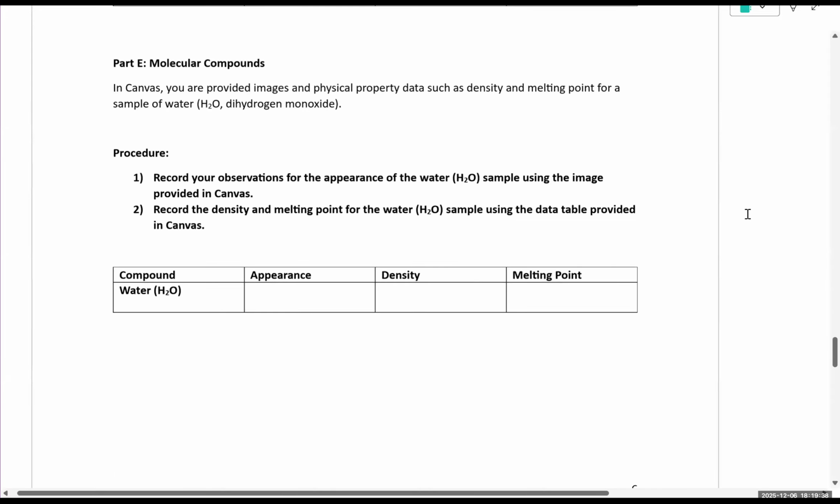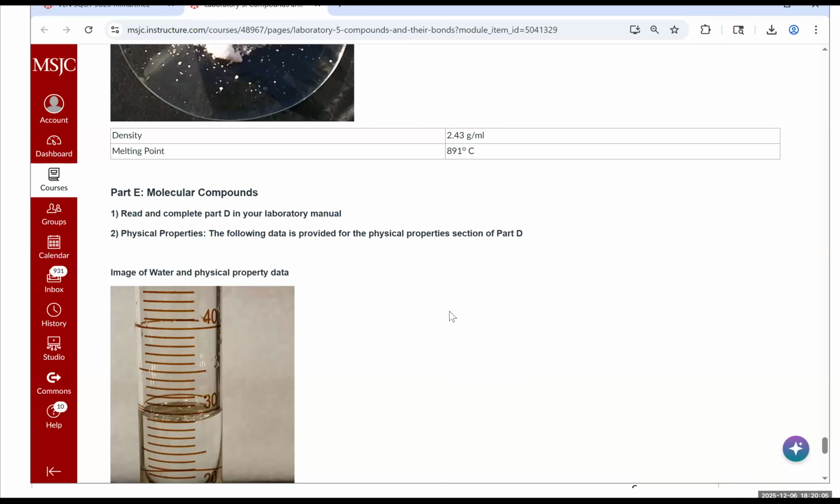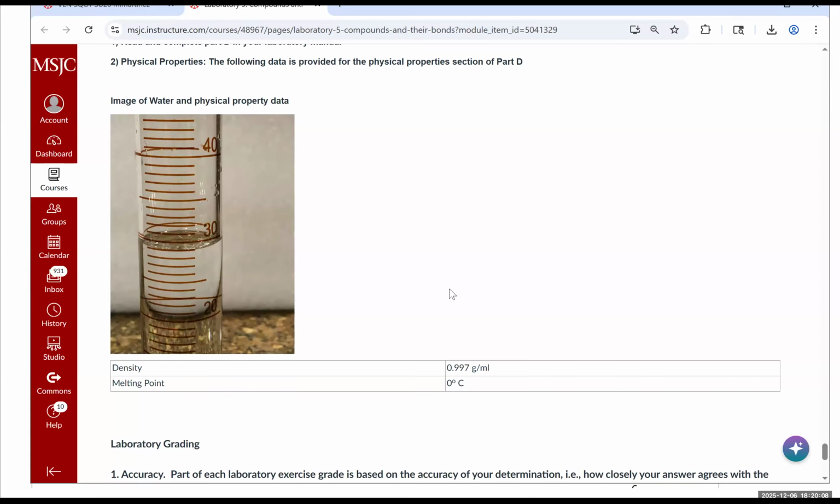Let's move on now to part E, which focuses on molecular compounds. In Canvas, we were provided the images and physical property data, such as density and melting point, for a sample of water, also known as dihydrogen monoxide. So we're going to record our observations for the appearance of water, and we're going to record the density and melting point for the water sample using the data provided. Taking a look at Canvas, here is the image of water. It is a clear liquid, has a density of 0.997 grams per mL, and a melting point of 0 degrees Celsius.